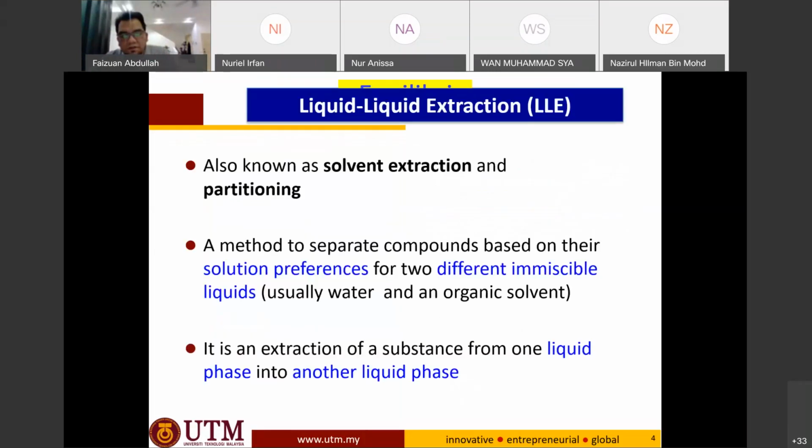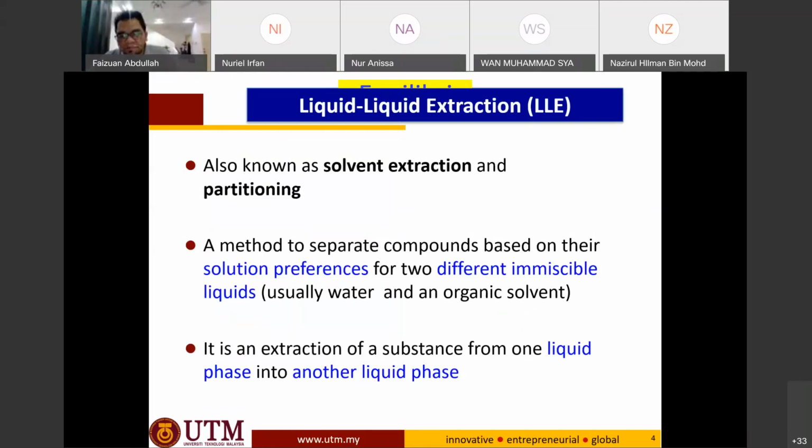How do we do it? We just mix the solvent with the sample so that our solvent can extract out the analyte from the sample. And then at the end of the process, we assume that all the analytes have been extracted into the solvent, and we remove the sample. We assume that there is no more analyte inside the sample. So I will show you after this how it is done.